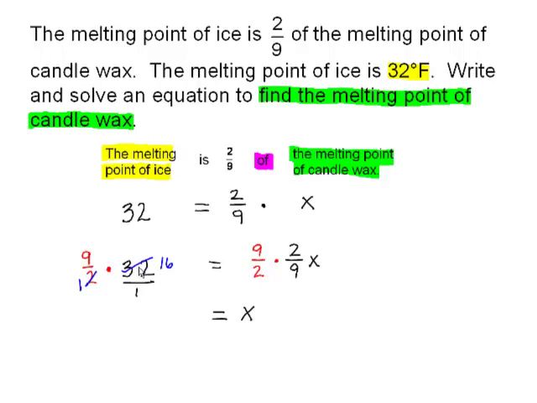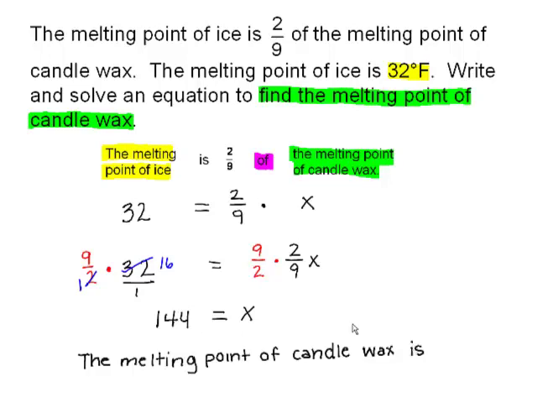9 times 16 is 144, and 1 times 1 is 1 in the denominator. So that is equal to 144. So we found that the melting point of candle wax is 144 degrees Fahrenheit.